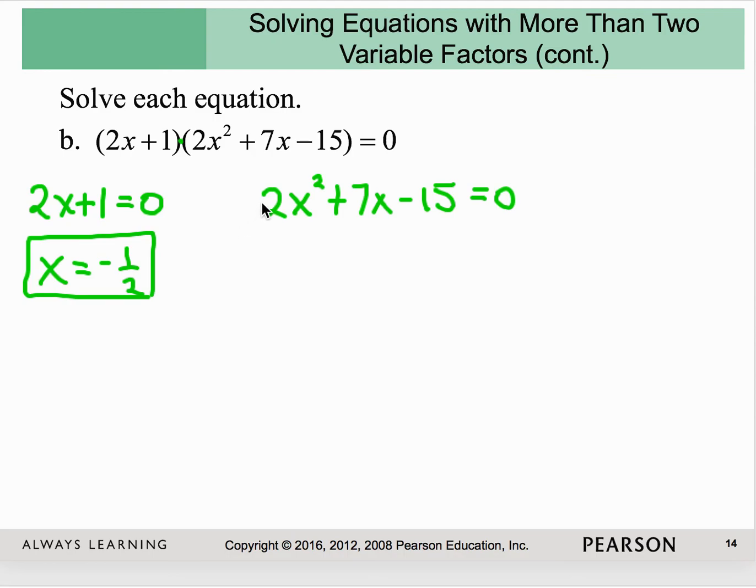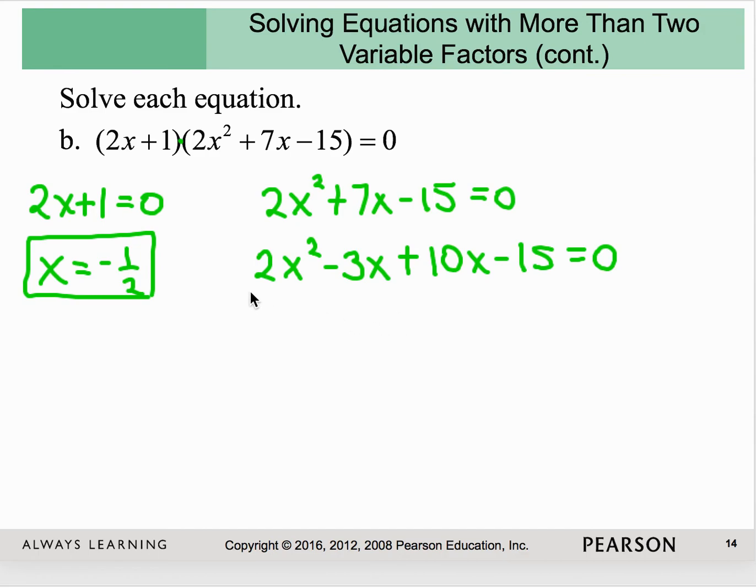So I need two numbers that multiply to give negative 30 and add to give 7. Can you think of what they are? I'm going to give you a minute to try to come up with them. Multiply to give negative 30 and add to give 7. How about negative 3 and positive 10? Okay, if you didn't come up with them, pause it until you can. I'm going on.